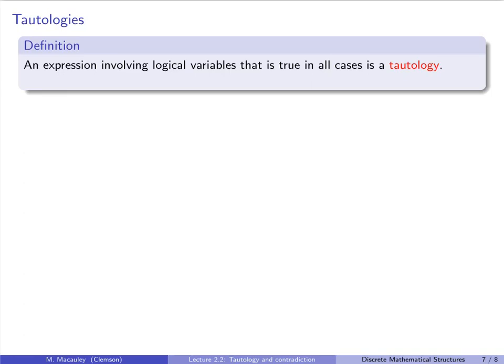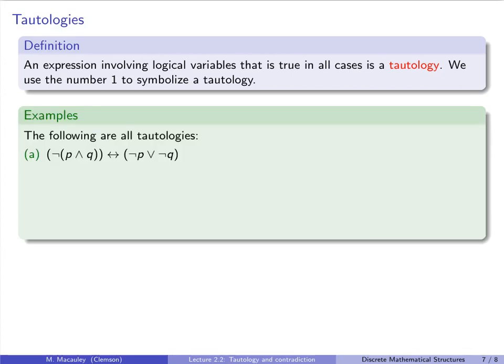That brings us to the following definition. We say an expression involving logical variables that is true in all cases is a tautology. We use the number 1 to symbolize a tautology. Let's do some examples. Now, the following are all tautologies. So we'll start with one that says not (P and Q) if and only if not P or not Q. So several comments. First of all, these outer parentheses on both sides are not required, but as I did say in the previous slide, I want to err on the side of being unambiguous.